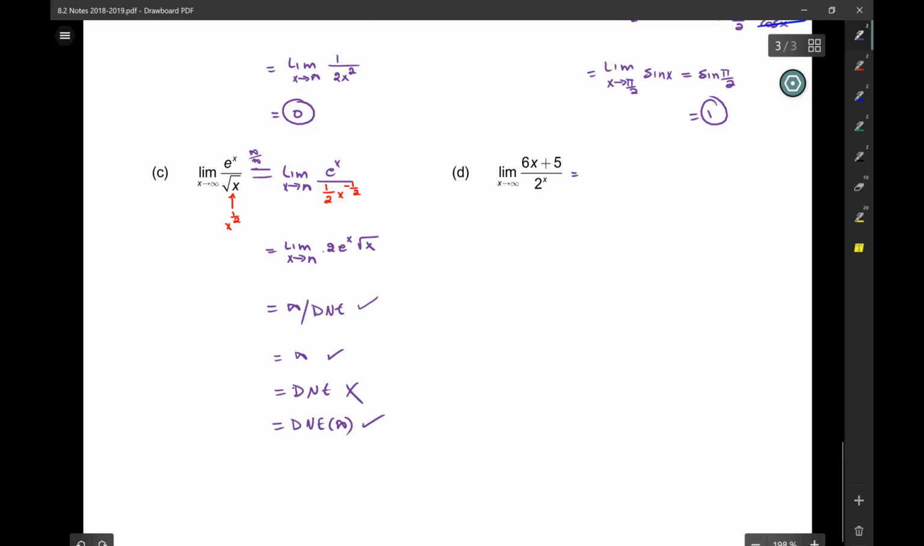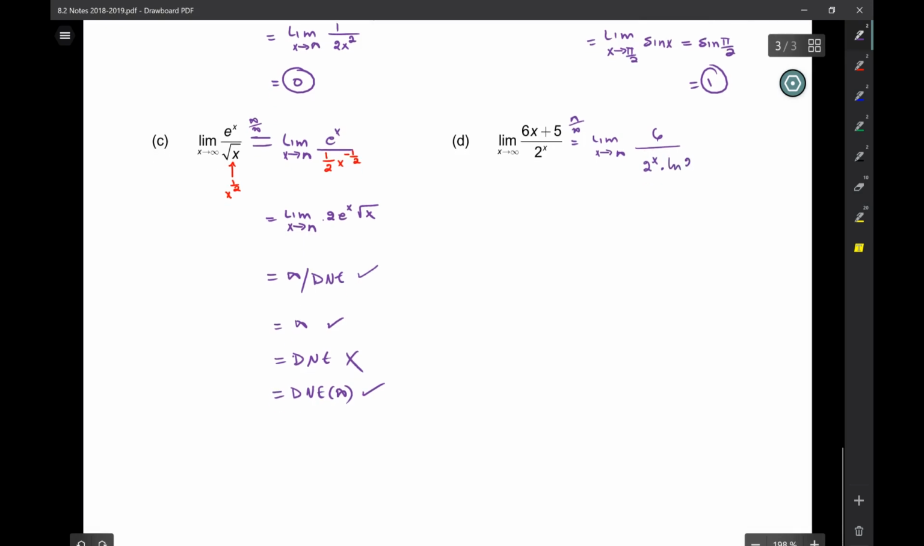It's infinity over infinity again. So here I get the limit as x approaches infinity of 6 over 2 to the x. What's the derivative of e to the x? e to the x. So the derivative of 2 to the x is 2 to the x times ln of 2. This is new, I didn't cover it. I think next year I will cover this as well.